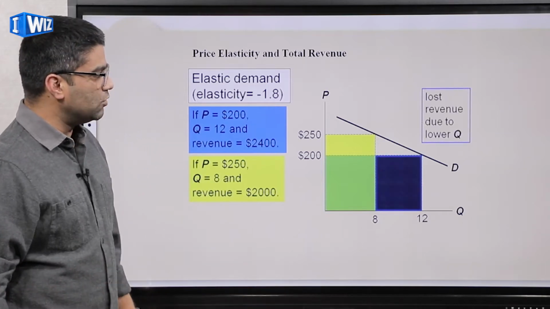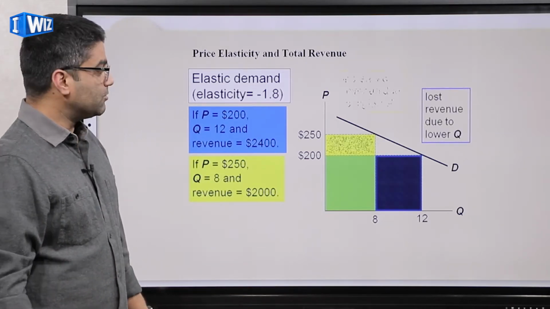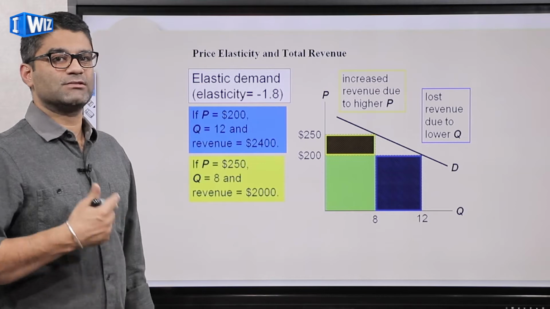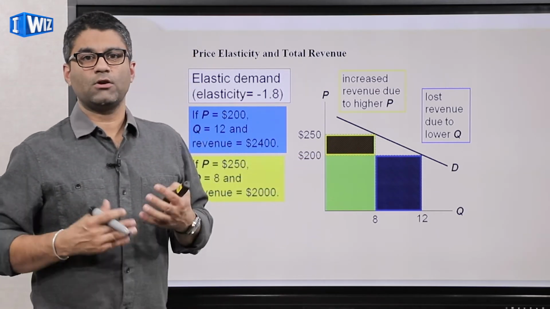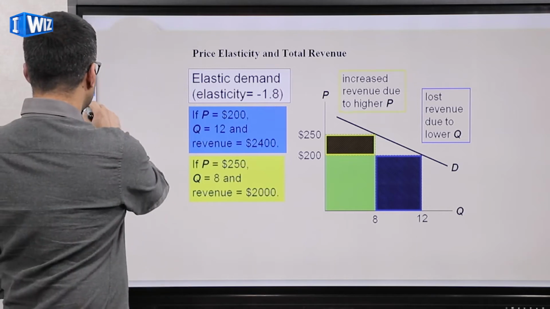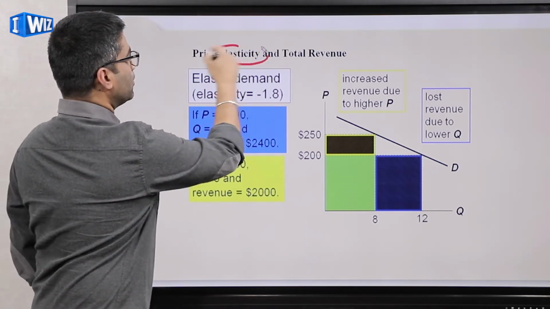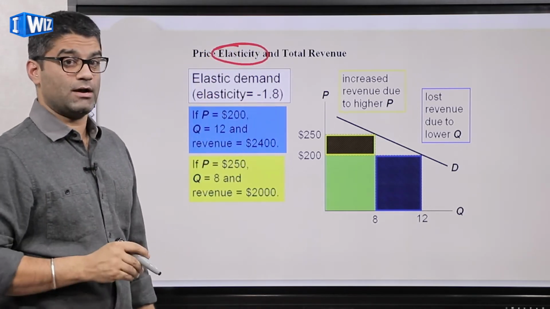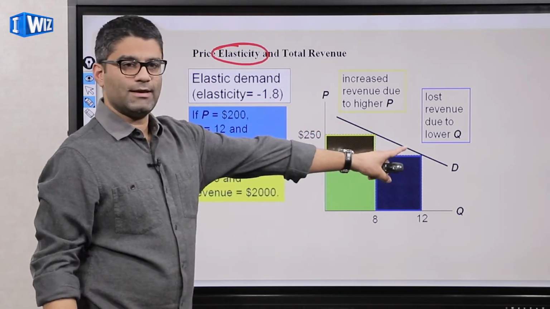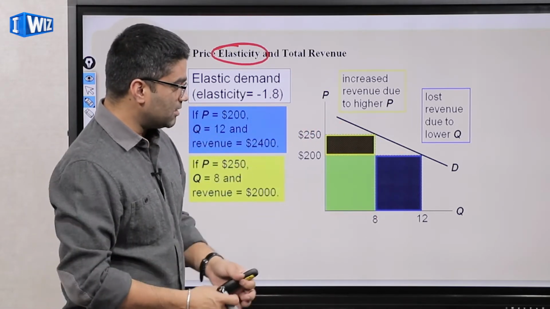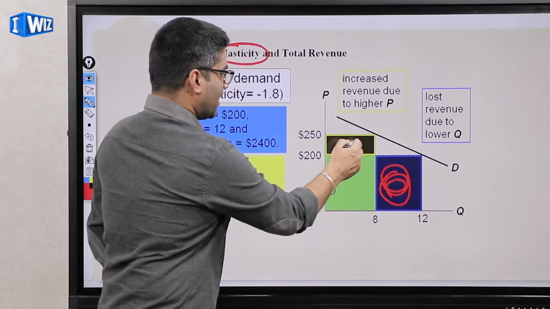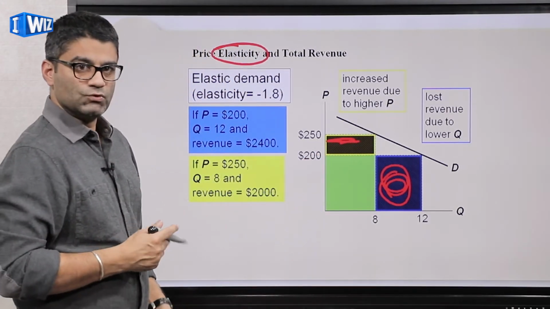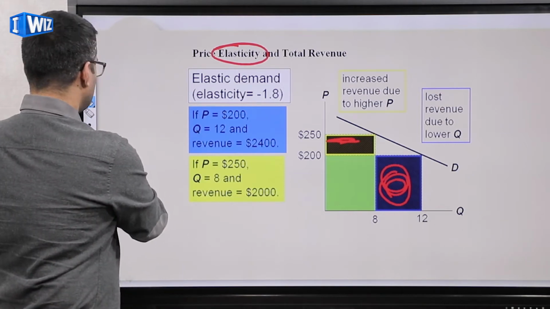So you lose revenue because quantity goes down, but you also gain some revenue because price is higher. Now the question is, is our gain more or less than the loss? And that part is answered by whether your demand curve is elastic or inelastic. So if the demand curve is elastic, then you can see that the loss in area is more than the gain in revenue. So overall, your revenue will fall.